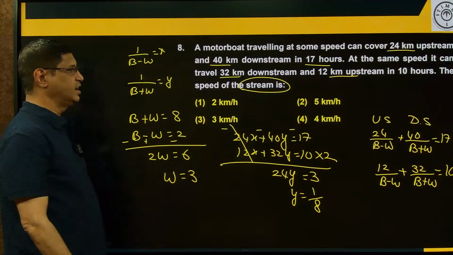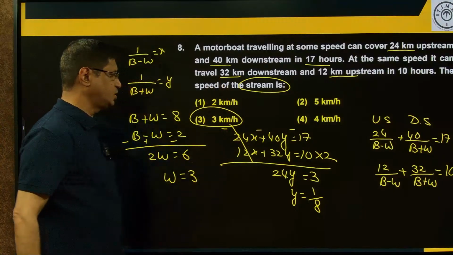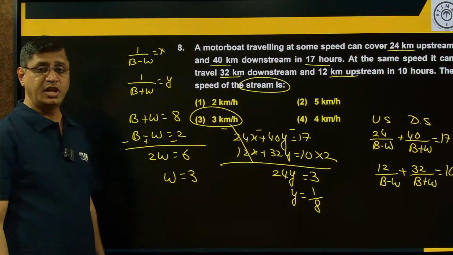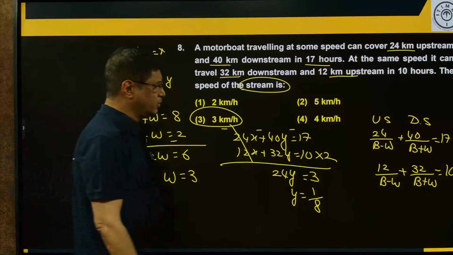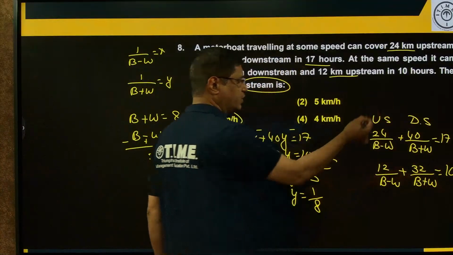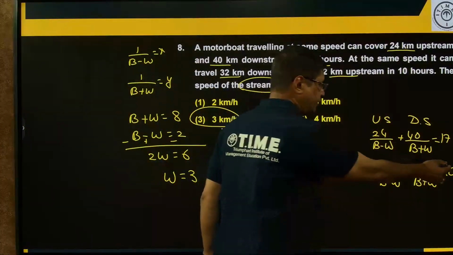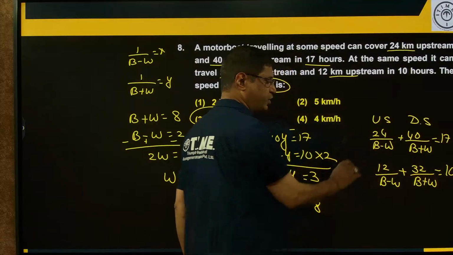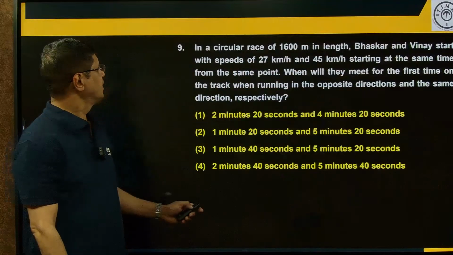So what is the answer here? Option 3. Third choice is the right answer. 3 km per hour. If you are comfortable, here multiply with the 2. So then 24 and 64 you will get. You can easily simplify if you are comfortable, multiplying with the 2 here. Now 24 by B minus W gets cancelled. Next example.